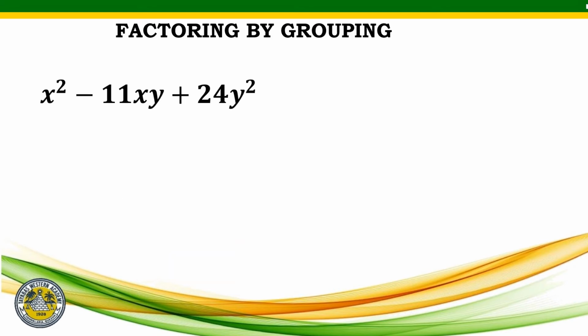Next example. So, x squared minus 11xy plus 24y squared. So, ayan naman ay nasa page 136, example number 7. Okay, ang first step natin is to factor the first term. The first term is x squared. So, parehas na merong x. And then, ang factor ng 24y squared, na kapag pinag-add natin, ang sagot ay negative 11. So, we have 24y squared.